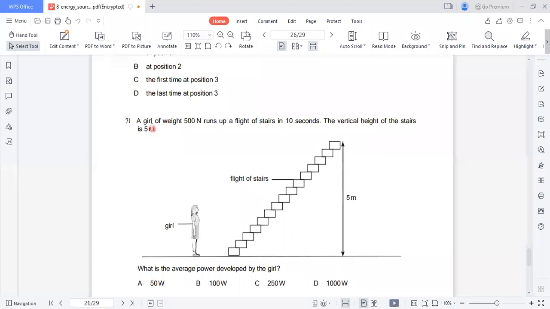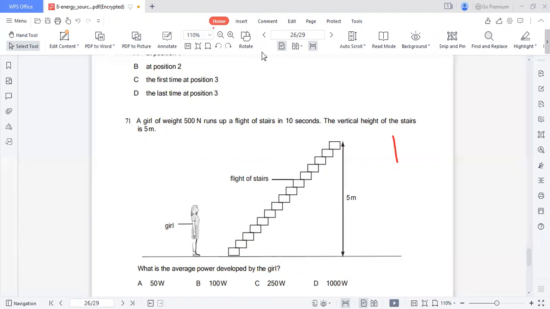Number 71. A girl of weight 500 newtons runs up a flight of stairs in 10 seconds. So she runs up, and she covered this distance in 10 seconds. The vertical height of the stair is 5 meters. So this height is 5 meters. What is the average power developed by this girl?